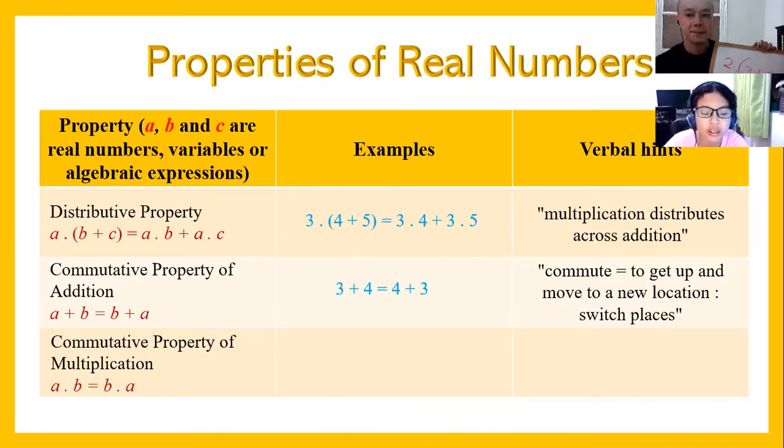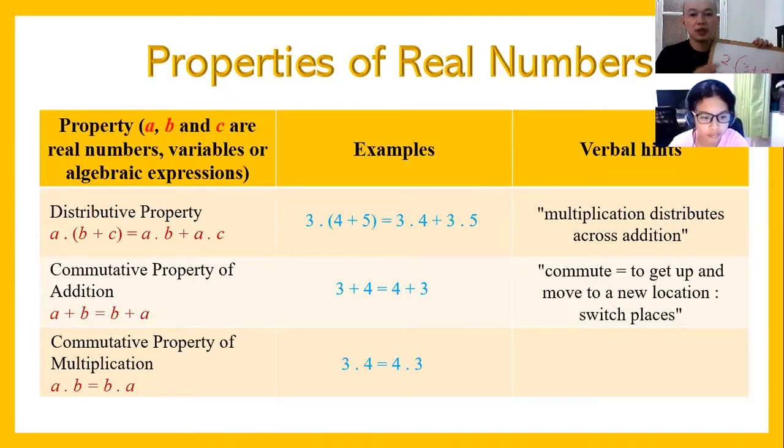Commutative property of multiplication. All right. So A times B equals B times A. It's exactly the same as the commutative property of addition. When you transpose position in multiplying numbers, it's the same. So A times B is equal to B times A. It will yield the same answers.